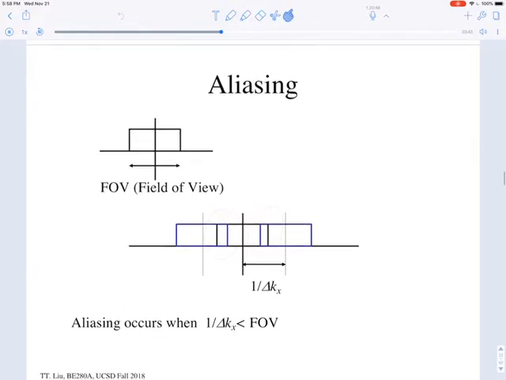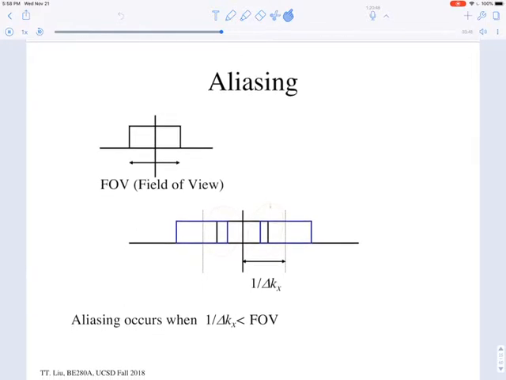So this is what happens when you don't satisfy Nyquist. So you end up with this overlap here. Okay? In this case, delta kx wasn't small enough. Okay? And so that's what we want to try to avoid.